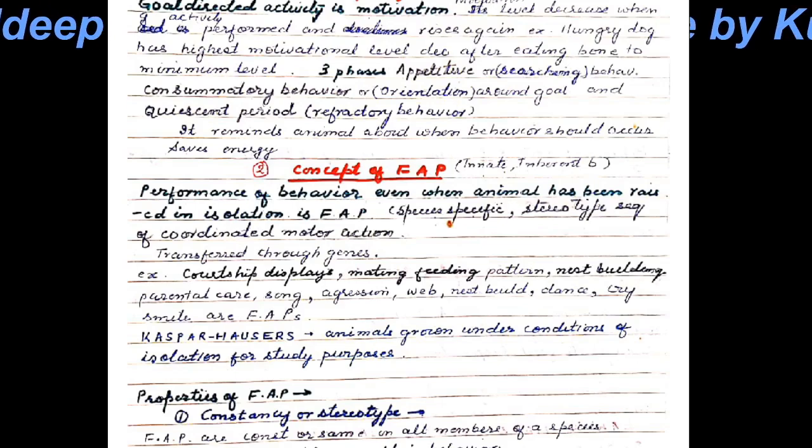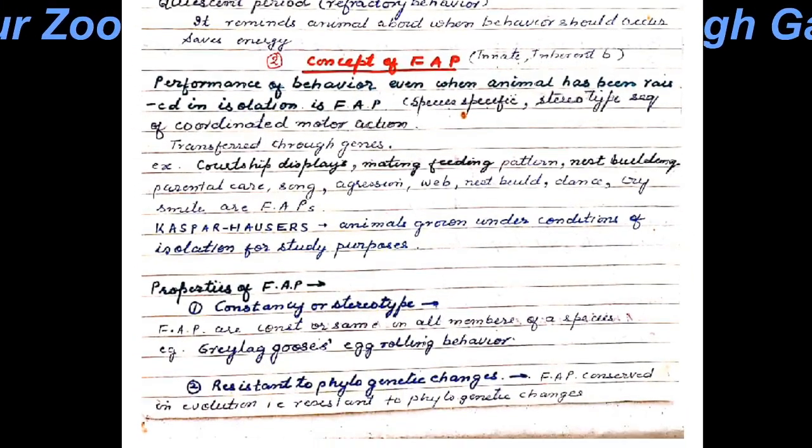Now, what are the characteristics or properties of fixed action pattern? First, they are stereotyped, or constant throughout all the members of a species. They are highly predictable and rigidly structured sequences. These are different from simple reflexes. Actually, these are complex patterns of behavior and occur in all the members, but they are sex and age specific also.